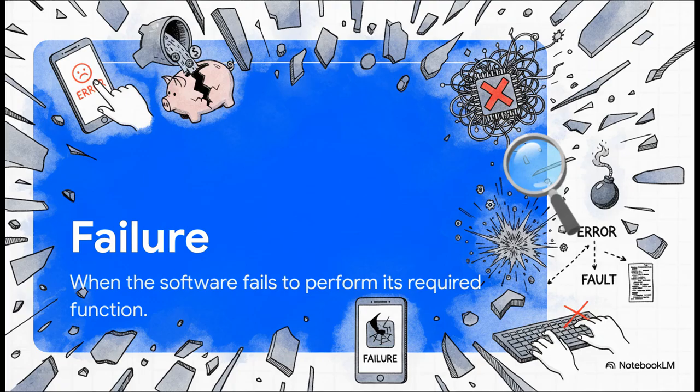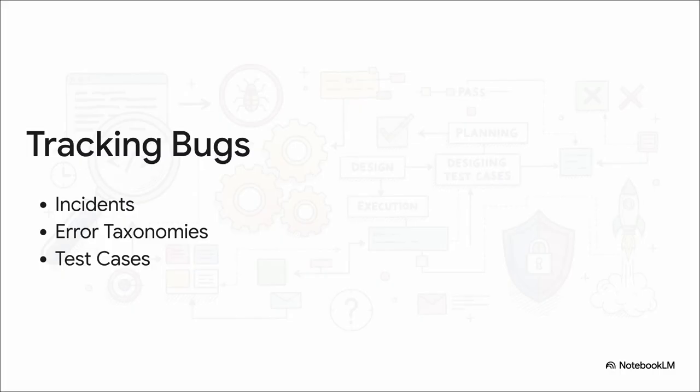ये उस ticking time bomb का actual explosion है. Failure is that catastrophic moment जब user actual में pay button click करता है और app crash हो जाता है या फिर गलत amount deduct कर लेता है. So keep this in mind. Error is the human typo. Fault is the hidden bad code. Failure is the app actually crashing. ये एक guaranteed exam question है, so lock this in your memory. Now, when a failure does happen, we report it. That formal report is called an incident.